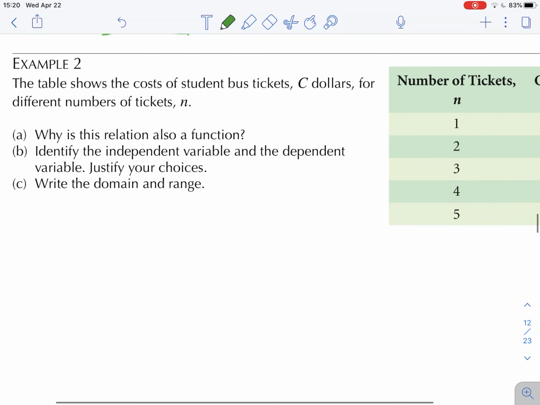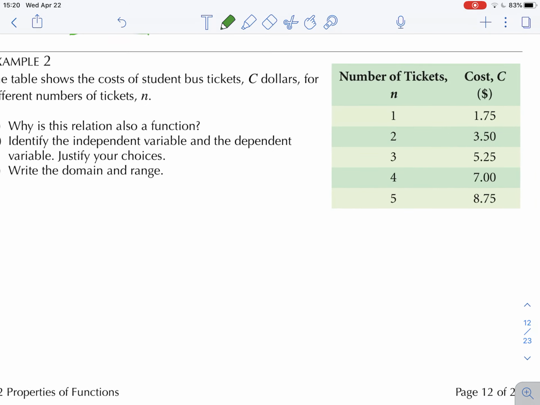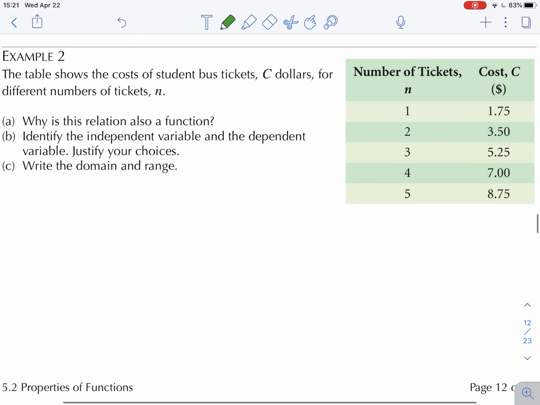Example 2. The table shows the cost of student bus tickets, C, in dollars, for different numbers of tickets. So you buy one ticket, it's $1.75. You buy two tickets, it's $3.50. Three tickets, it's $5.25. Four tickets, it's $7. Five tickets, it's $8.75. Why is this relation also a function?